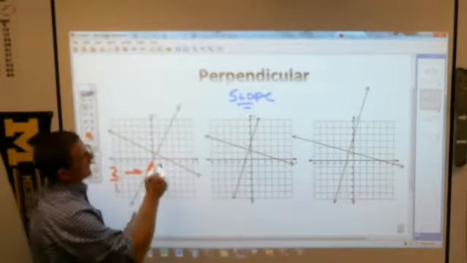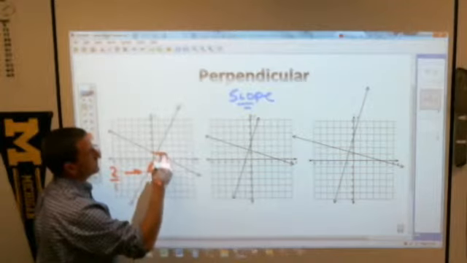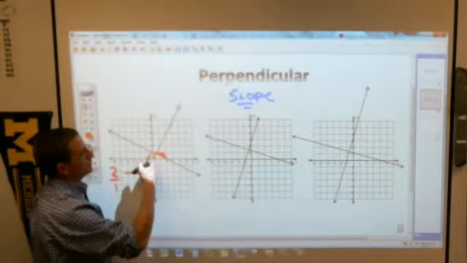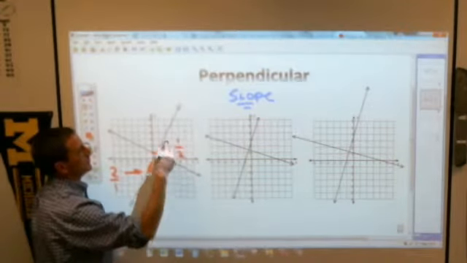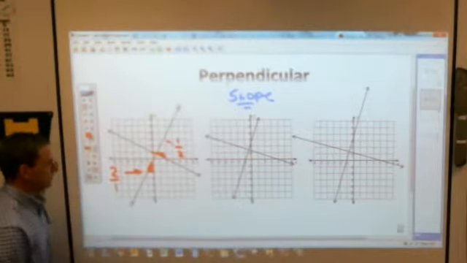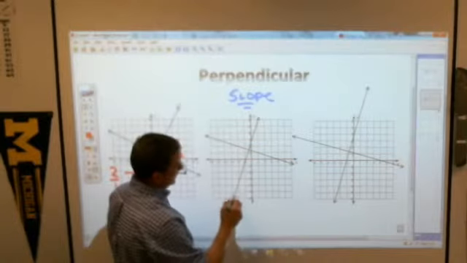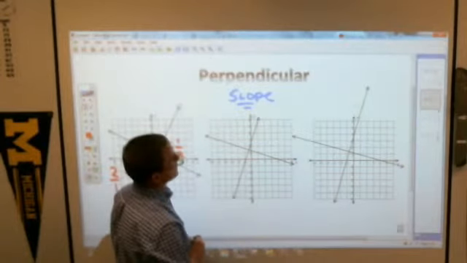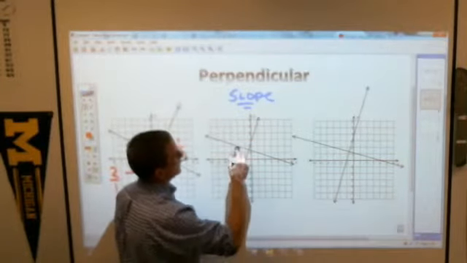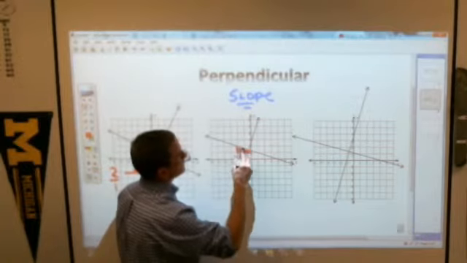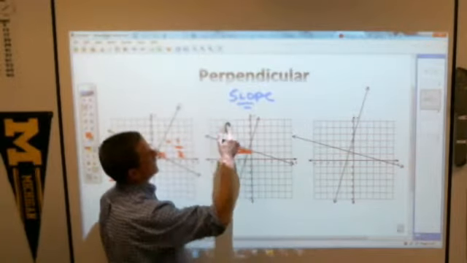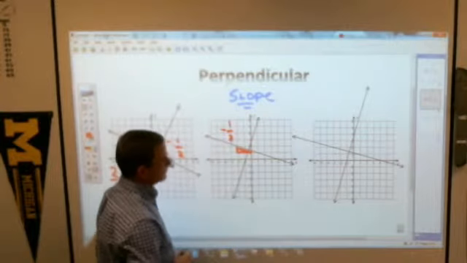The slope of this line is 1 up, 2 over, and it's going downhill. Maybe that's a clue. Let's look at this one. Here's one triangle, and it is what? -1/2? Does that look about right?